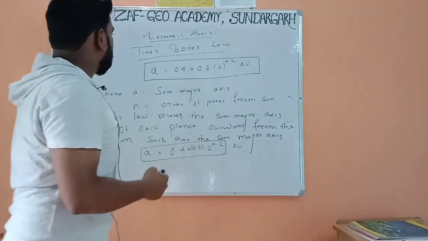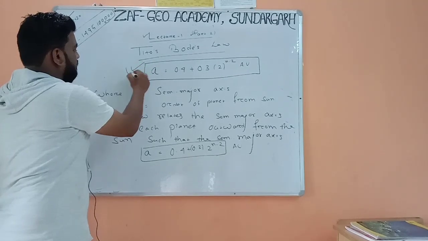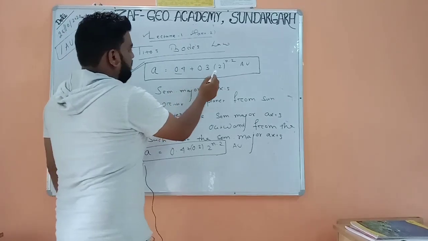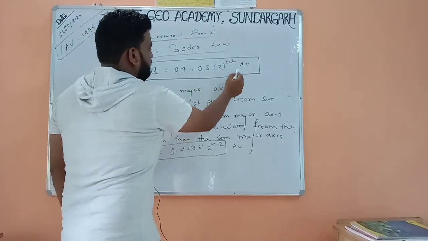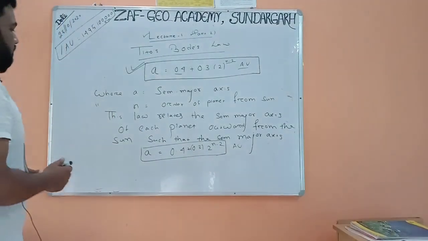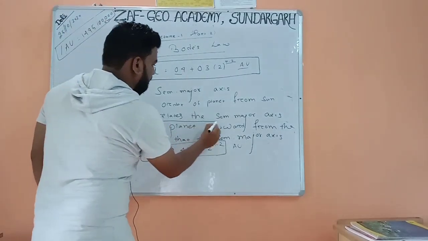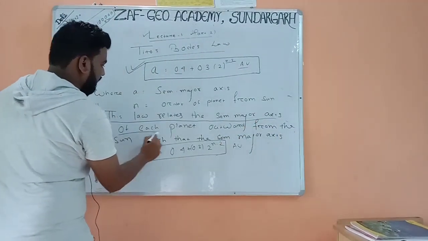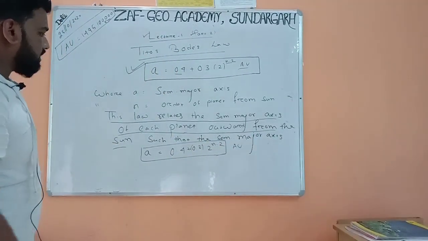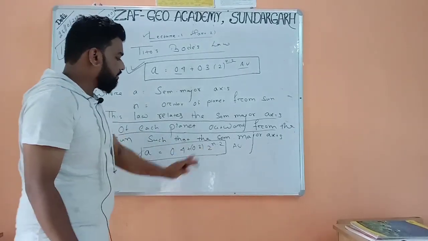Now Titius-Bode's law. According to Titius-Bode's law, a is equal to 0.4 plus 0.3 times 2 to the power n minus 2, in astronomical units. So what does it tell us? This law relates the semi-major axis of each planet outward from the sun, such that the semi-major axis a is equal to 0.4 plus 0.3 times 2 to the power n minus 2.